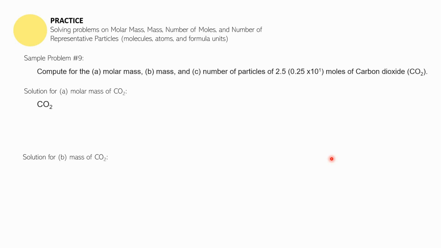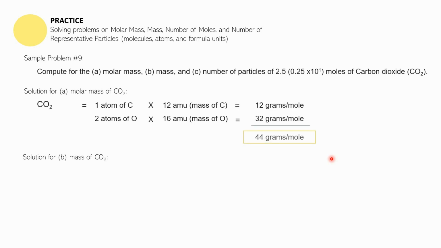So first, you write CO2, and then you get the number of atoms for each of those elements, carbon and oxygen, and then their atomic masses based from the periodic table, and then you multiply them, and the products are going to be added. You'll get 44 grams per mole. So it means carbon dioxide weighs 44 grams per 1 mole of carbon dioxide. Again, that's the first part of the solutions. So tapos na tayo sa letter A.